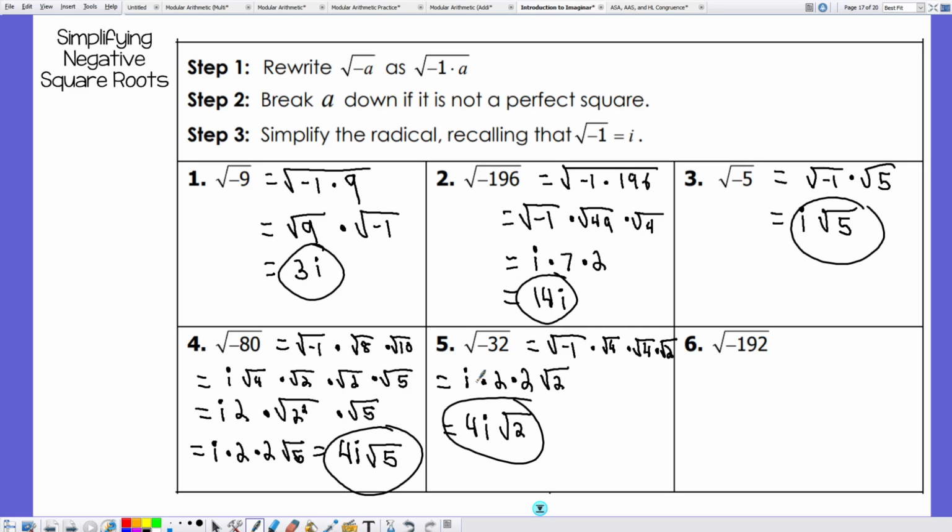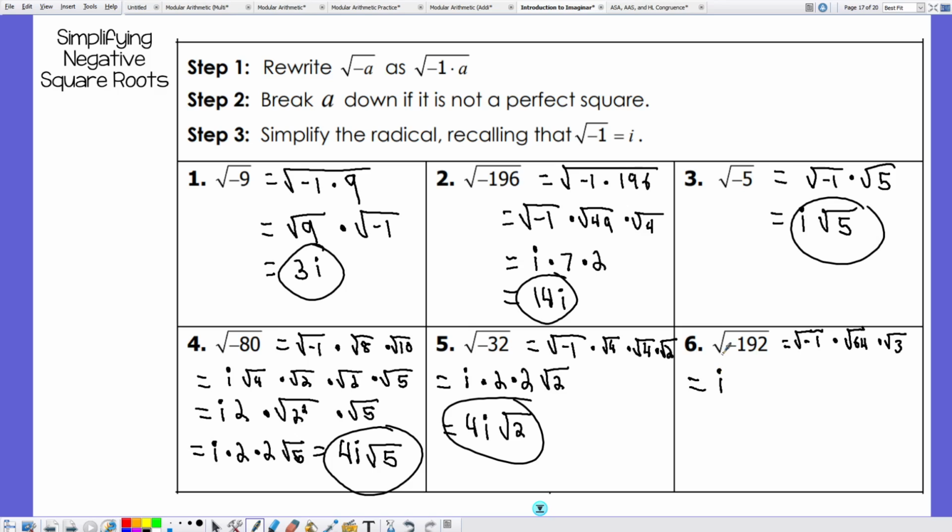Finally, negative 192. So that's the square root of negative 1 times, now 192. 192 is divisible by 3 and 64. So we have the square root of 64 times the square root of 3.